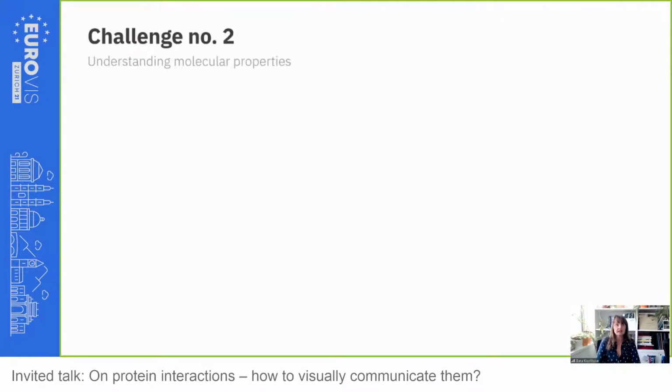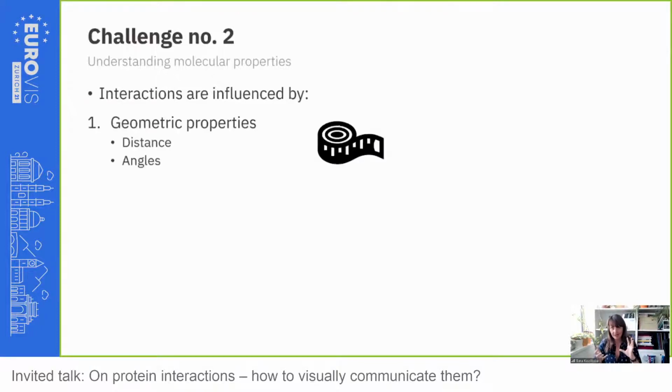The second one is that within the simulation, within the interaction, there are different molecular properties playing a role. And the biochemists, biologists need to understand them and their importance in these individual processes to decide what is happening, why it is happening, and what influences a certain function, for example, of a molecule. These interactions are influenced by two main types of properties, let's say. One of them is geometric properties. I just listed here two simple examples like distance and angles, but we've seen these in Victor's talk as well.